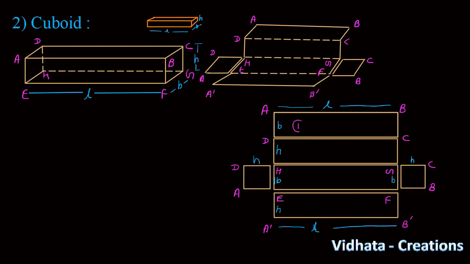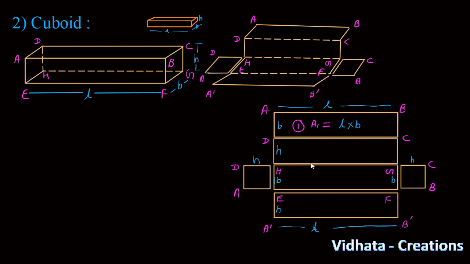Here, while calculating the area of rectangle ABCD, what will be its area? I will name it area number 1, and it is equal to length into breadth. What is its length? L. So L into B is the area of our rectangle ABCD.